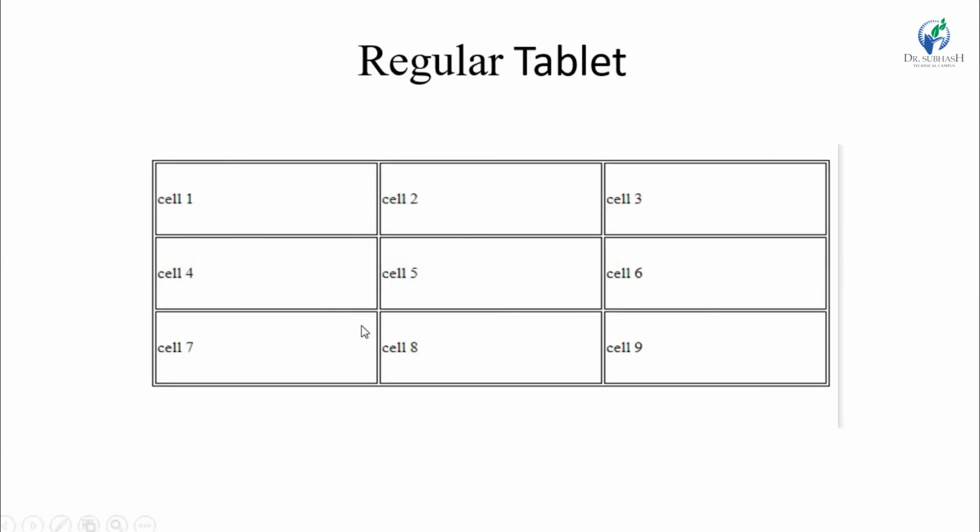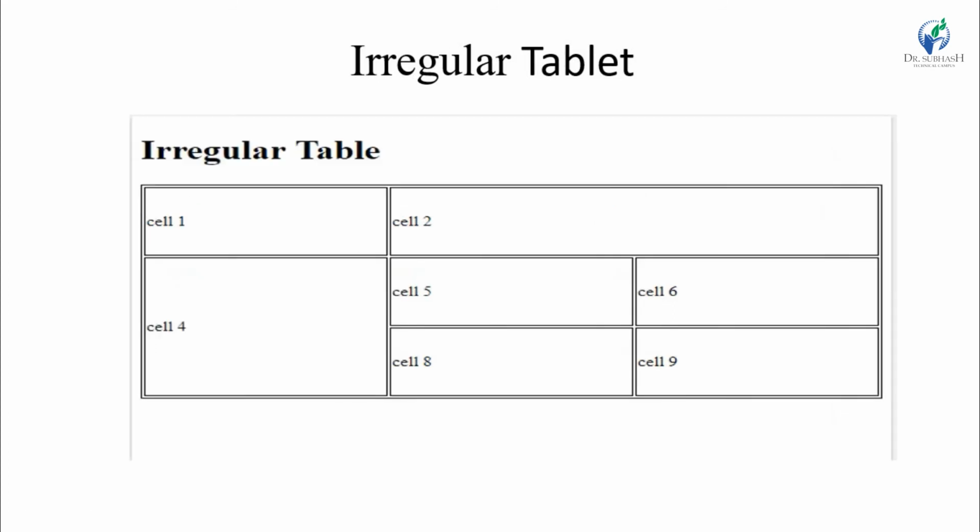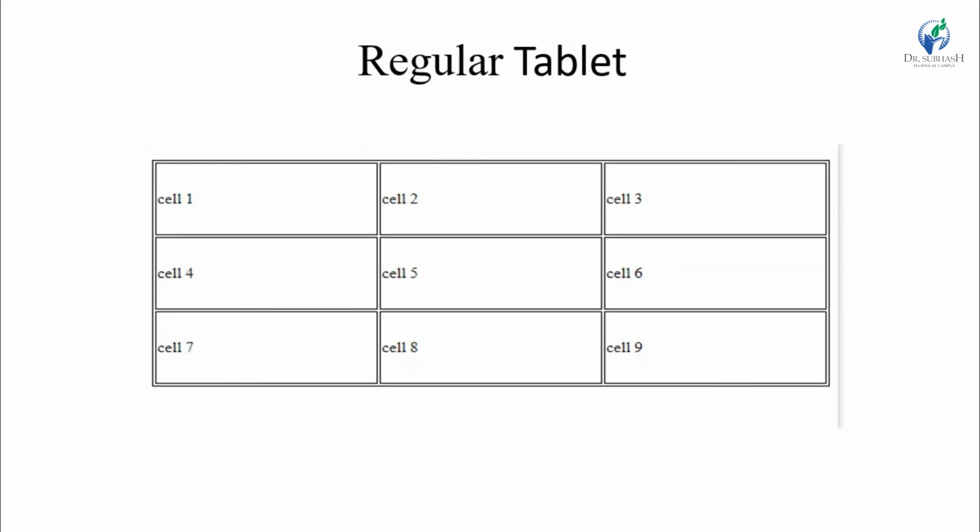So suppose this is the regular table. If you want to convert this table into this format, how do you create it or convert it? For that we are going to use rowspan and colspan. Rowspan is used to merge rows and colspan is used to merge cells or columns. I'm going to explain with this example only.